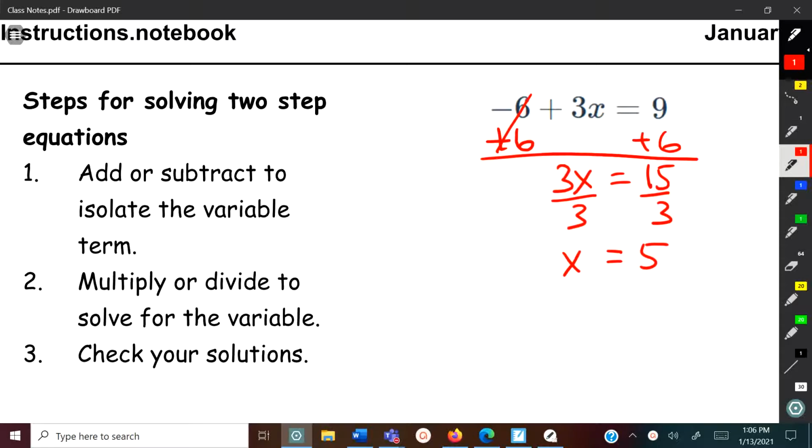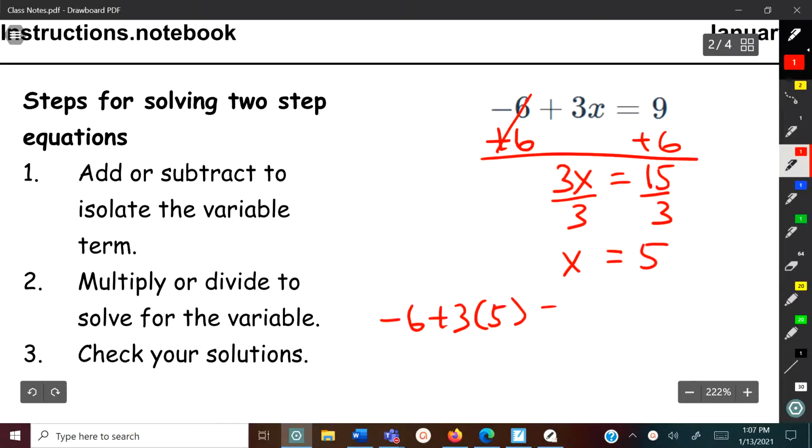Alrighty, so now we're going to do the last step, which is check your solution. You'll type negative 6 plus 3 times 5 in the calculator and see if it equals 9. And if you get 9, that means your solution is correct. Alright, and that is the steps for solving two-step equations.